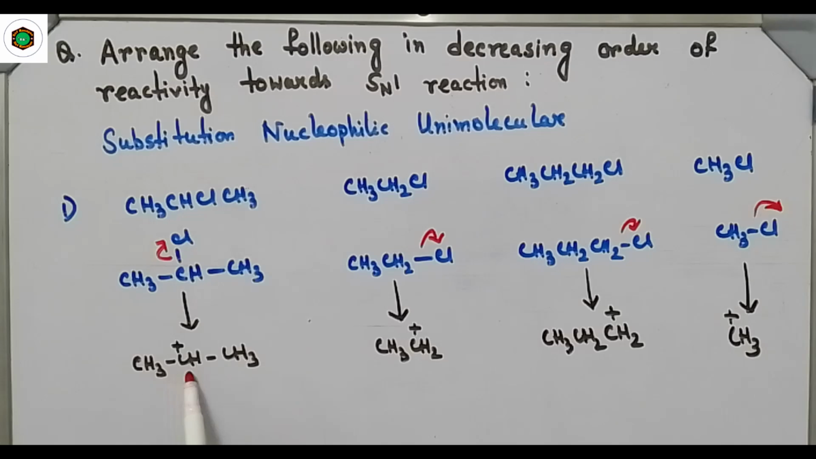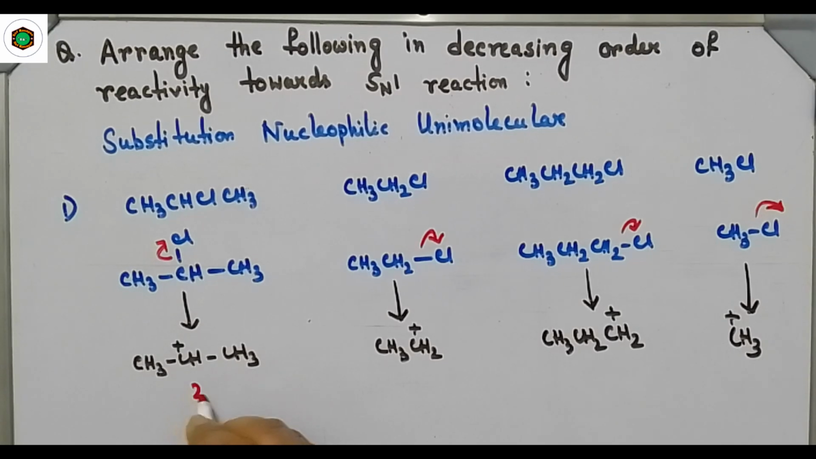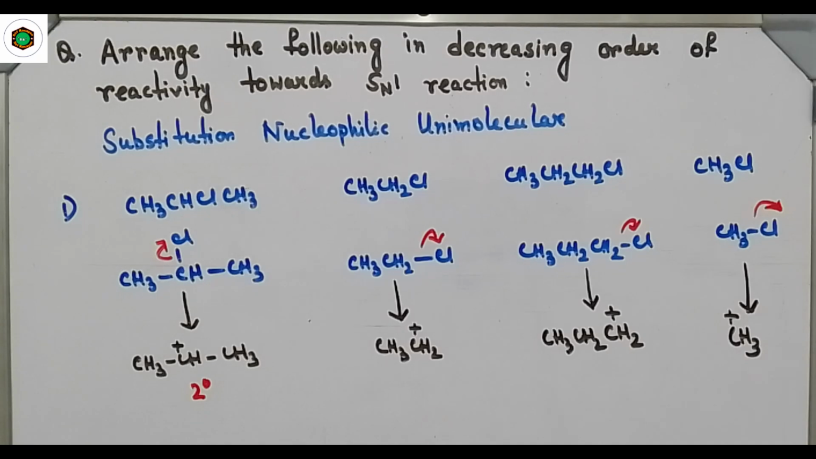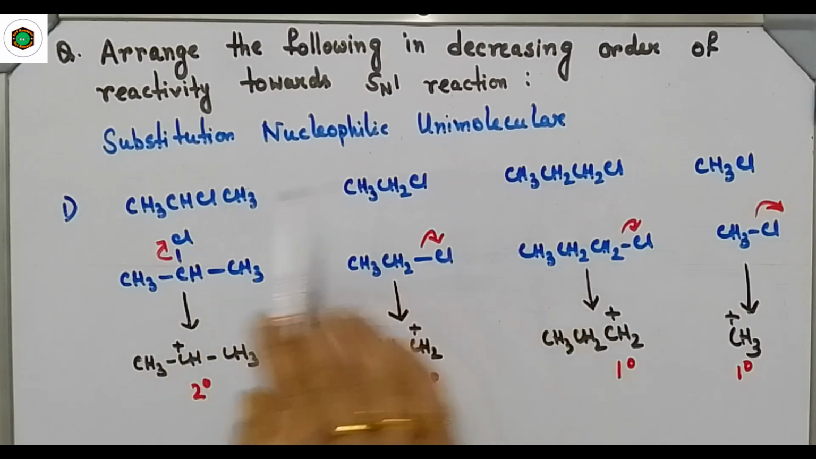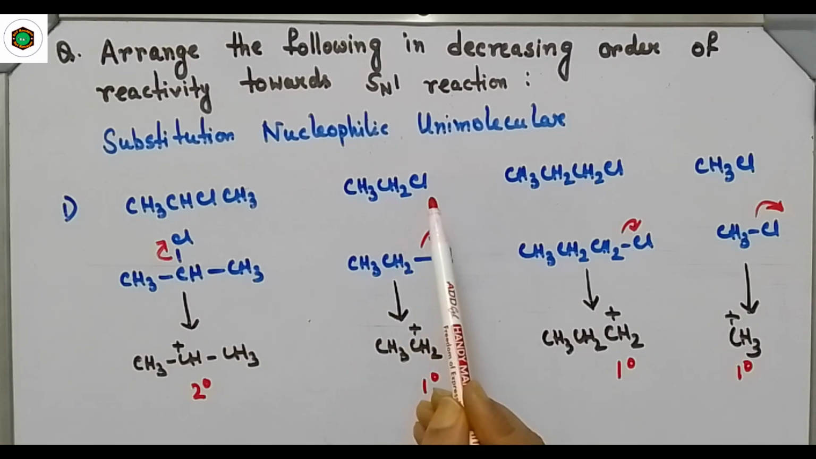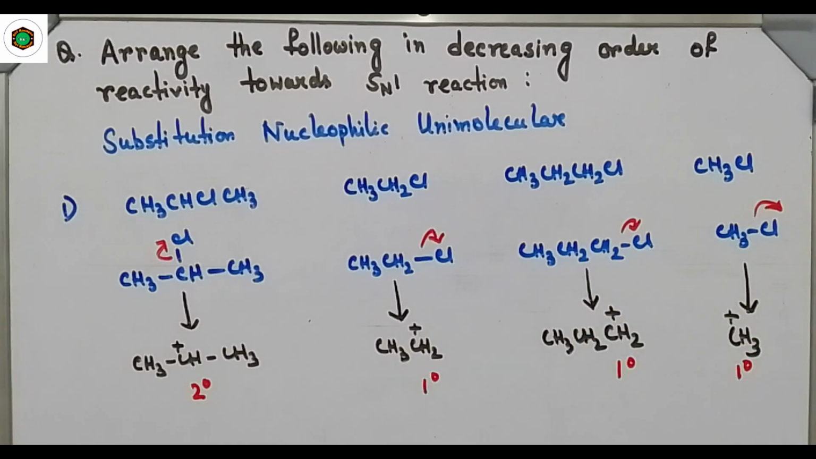Now see, this is a secondary carbocation because with this carbon 2 more carbons are attached, but these 3 are all primary, means 1 degree carbocations, because with each carbon only 1 carbon atom is attached. So secondary carbocation is more stable than primary carbocation. So this carbocation is most stable. But what about all those 3?